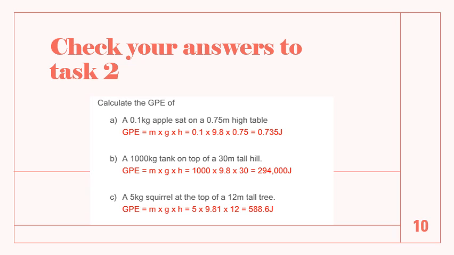B, a 1,000 kilogram tank on top of a 30 meter tall hill. We do mass times gravity times height. So it's 1,000 times 9.8 times 30, which is 294,000 joules.